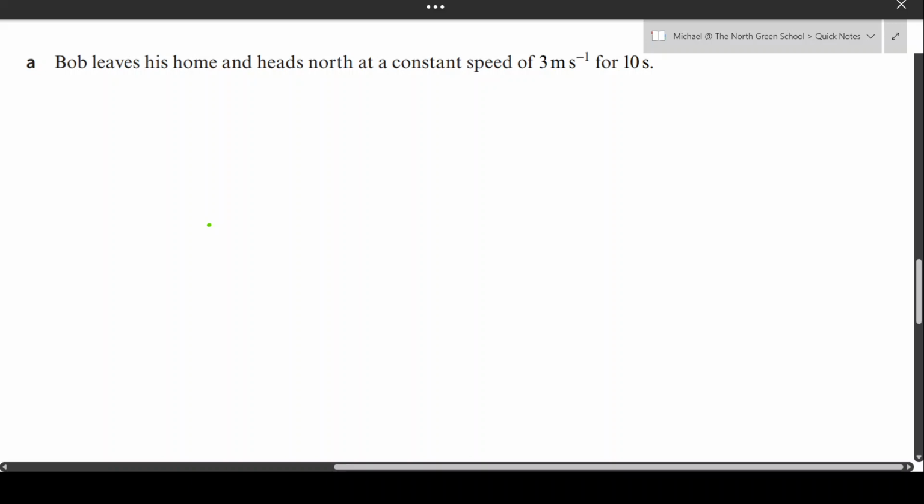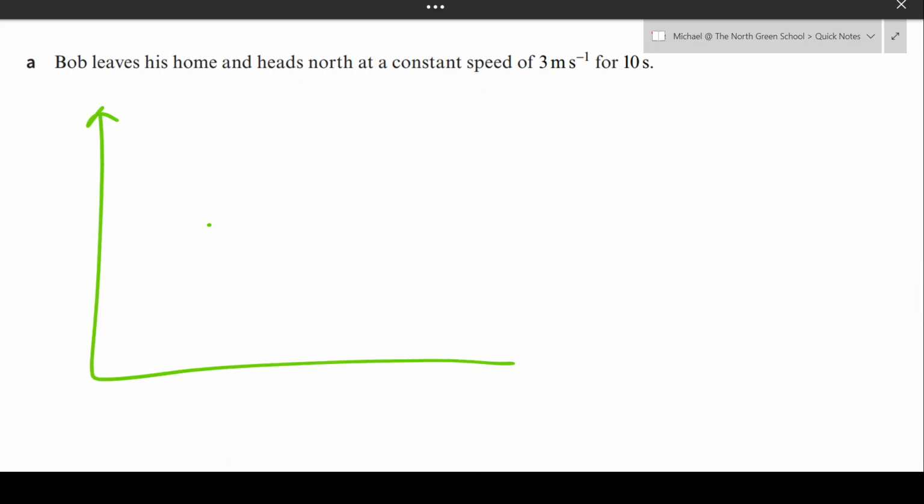Bob leaves his home and heads north at a constant speed of 3 meters per second for 10 seconds. We want a displacement time graph. Now this graph I've drawn would be wrong. Why would it be wrong?